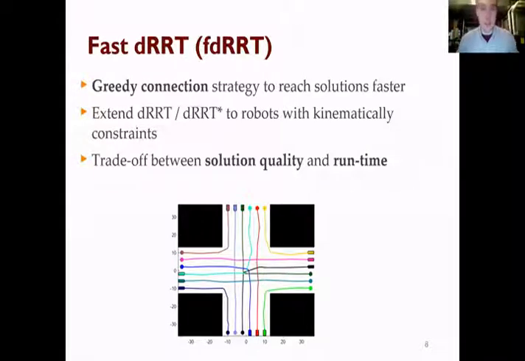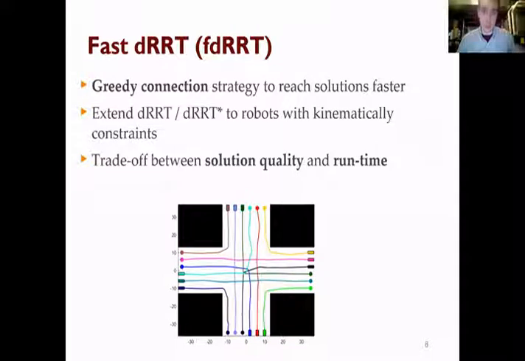Our work is to modify DRT star into a new algorithm, which we called fast DRT. The premise of this planner is to reach a solution quicker and to prioritize finding a solution quickly. And we do so by adding in a greedy connection strategy that's invoked every time a collision is detected.